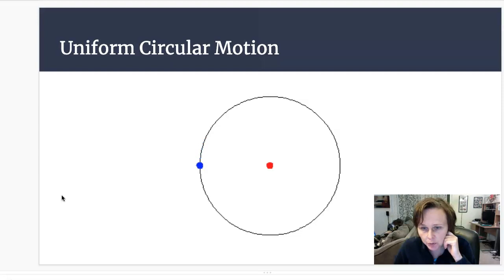It shows a uniform circular motion. The word uniform means that the magnitude of the velocity of this moving object does not change, and the radius does not change, and so the path is a circle. That's what the circular motion is.